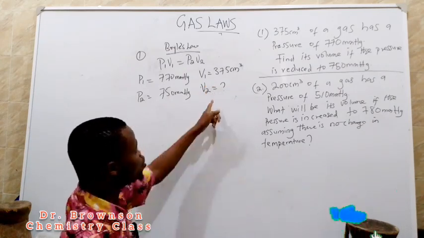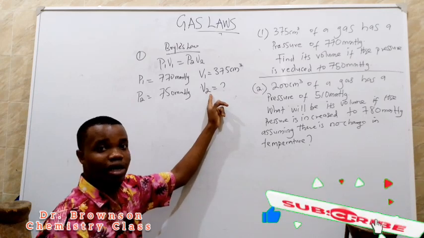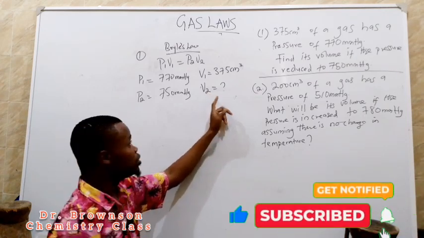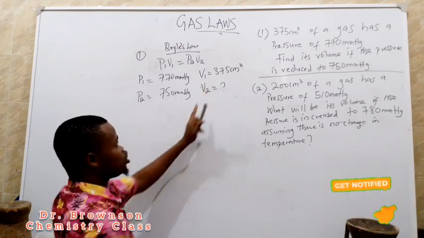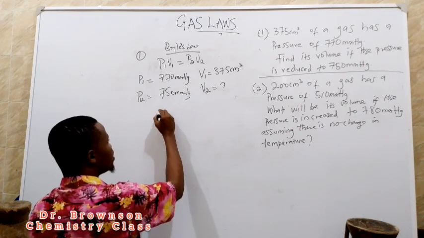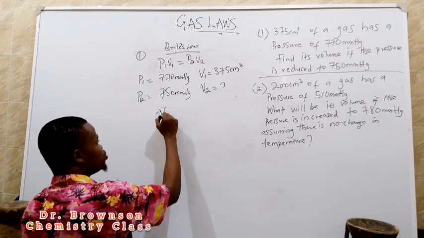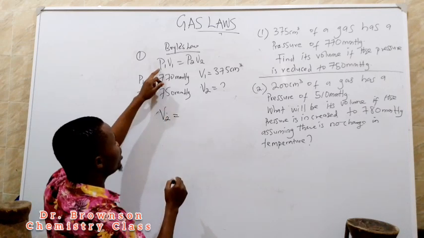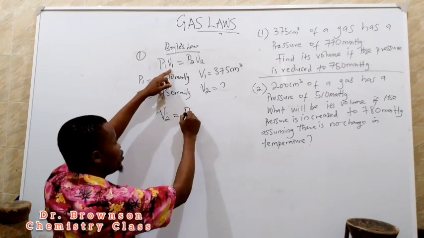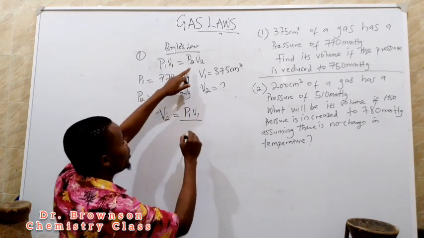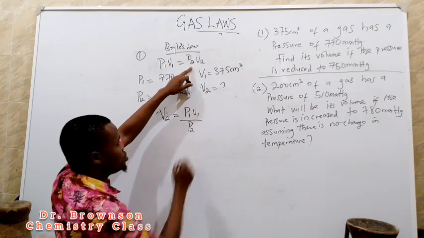So which means your V2 becomes the what? The unknown. This is what you're looking for. So you make this what? A subject of what? Formula. So you say V2 from the formula. You say V2 is equals to P1 V1 all over what? P2, right?